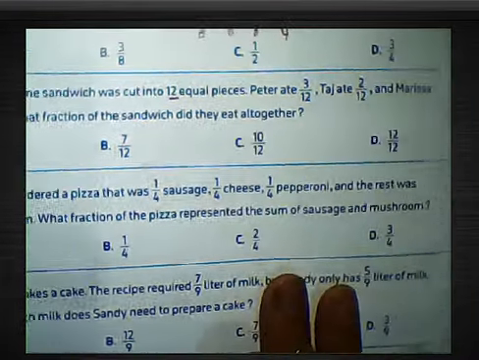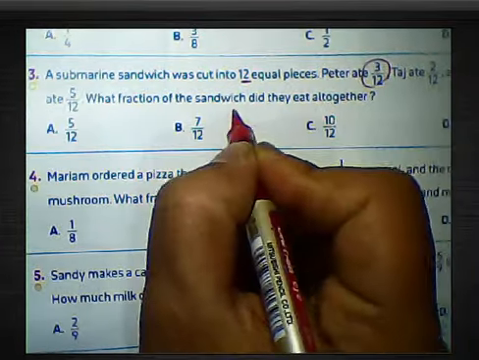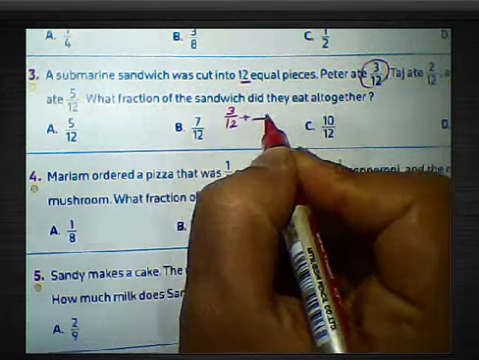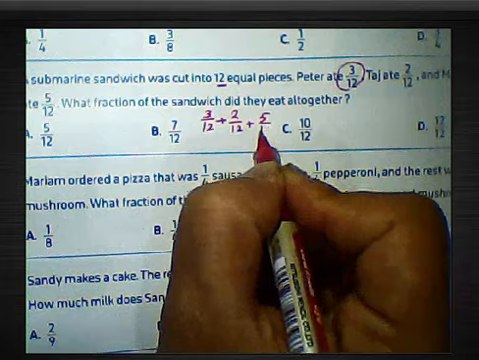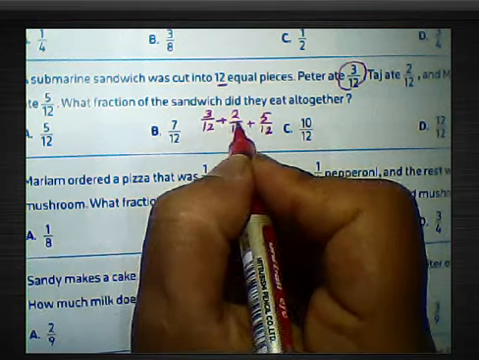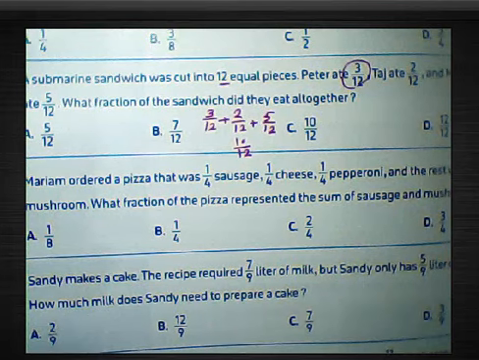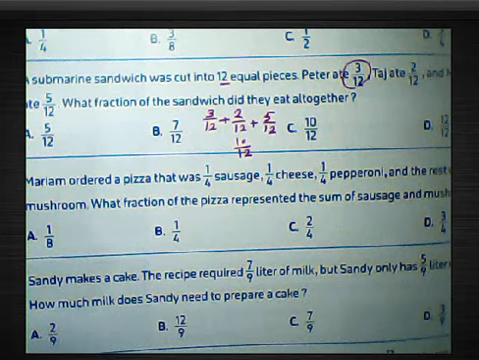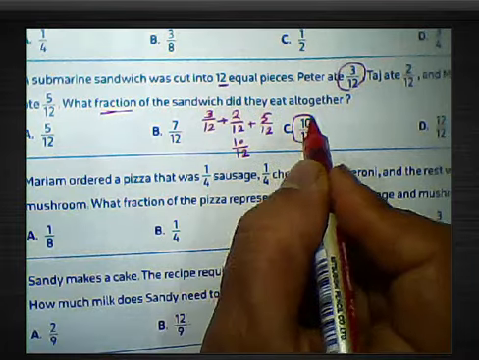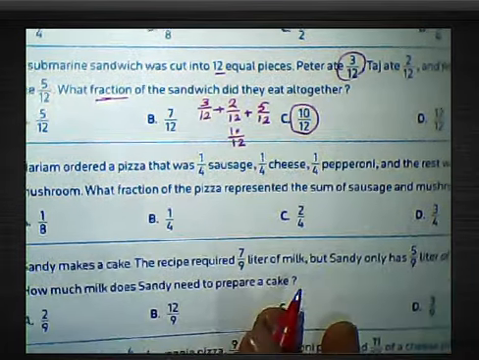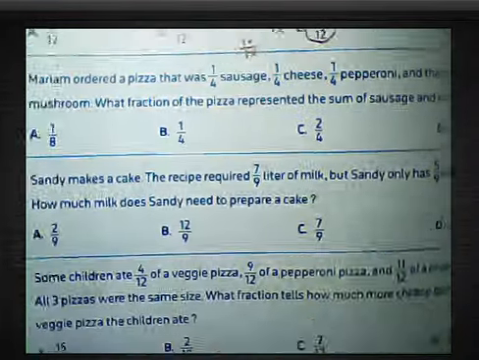3/12 plus 2/12 plus 5/12. 3 plus 2 equals 5. 5 plus 5 equals 10. 10/12. So the fraction of the sandwich they ate together will be 10/12. And what about question number 4?